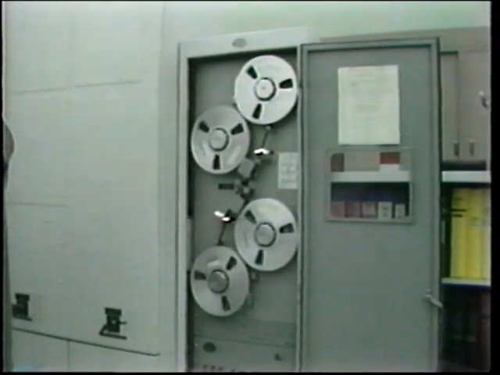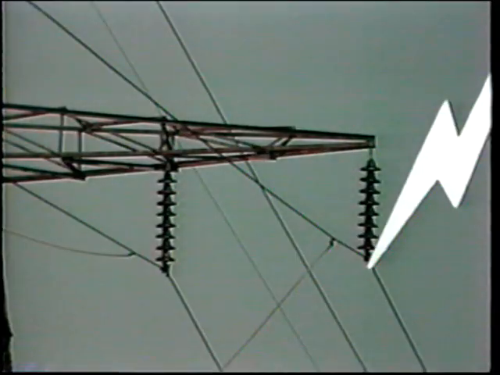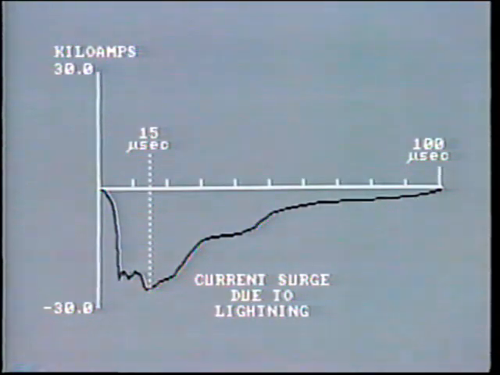Oscillographs do have their limitations. For example, a lightning surge would not be recorded because it's much too fast. A typical current surge due to a lightning strike reaches its peak and decays to zero in a matter of microseconds. Although our conventional recording machines could not pick up the actual surge, we may be able to see the effect of the lightning.